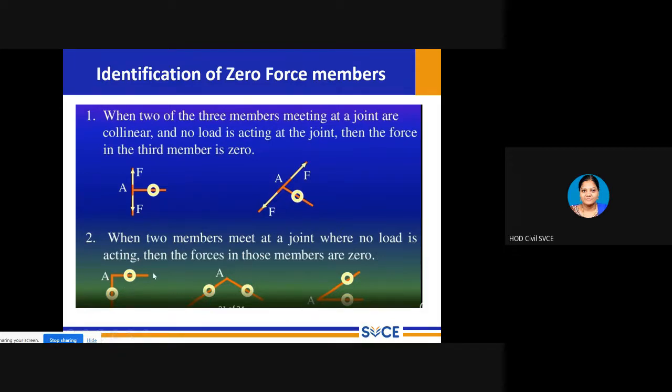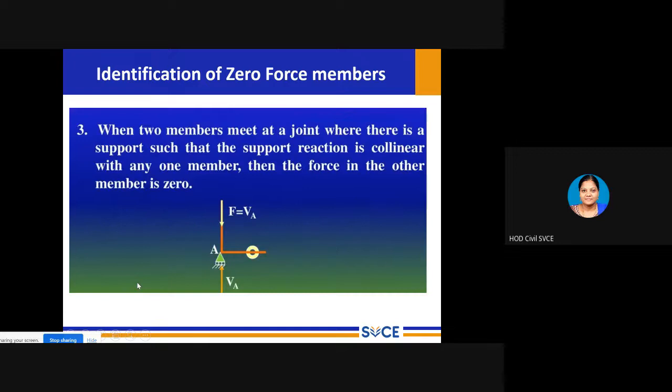Yes. So the first case is you have three members meeting at a joint, out of which two members are collinear and there is no load acting at the joint. So the force in the third member will be zero. And the second one is you have two members meeting at a joint with no load acting at the joint. Here also the forces in the members will be zero.